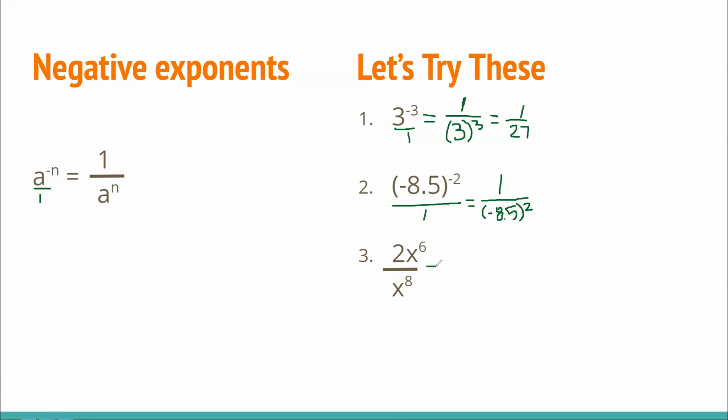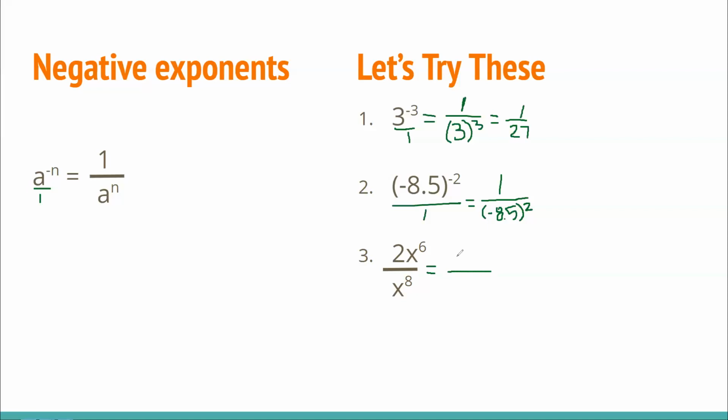So for this one, it looks a little bit more confusing because we've got a 2 thrown in there. What we're doing for this one is we have to first simplify it. So I know that expanded out, there's going to be a 2 on top and 6 x's. On the bottom, there's going to be 8 x's.